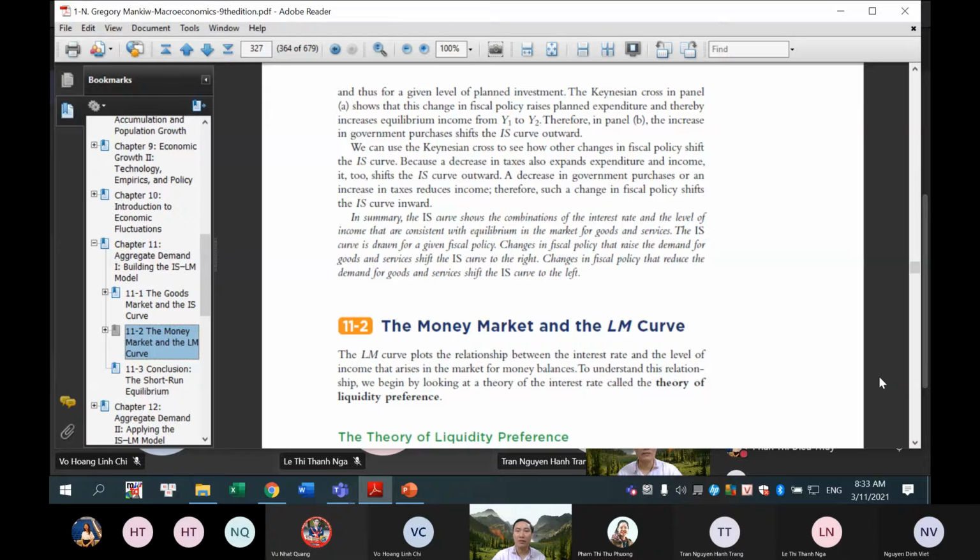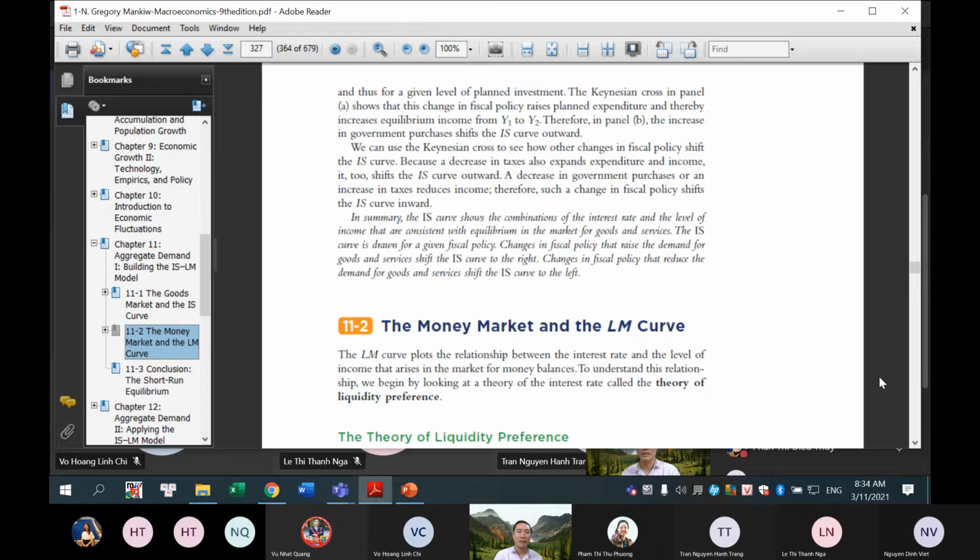Money demand just reflects the amount of money we want to hold in our hand for transactions. Okay, so please tell me some reasons that lead to holding money in your hand. Why do you keep money in your hand, in your pocket?